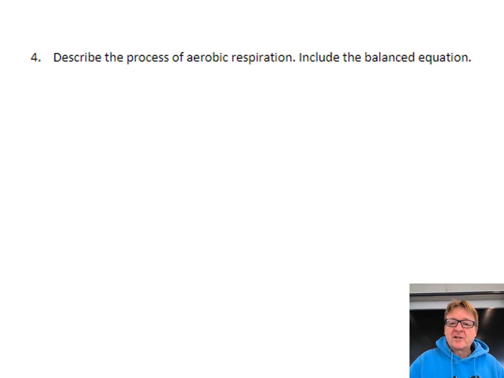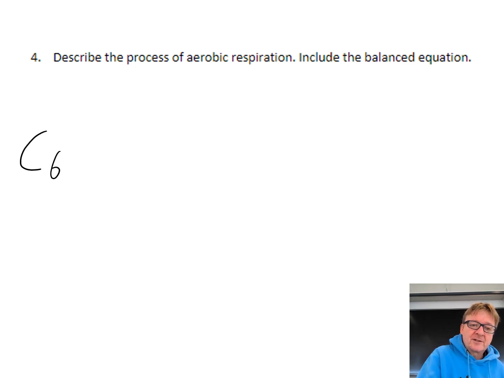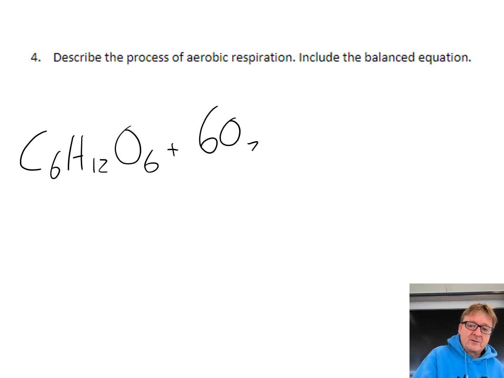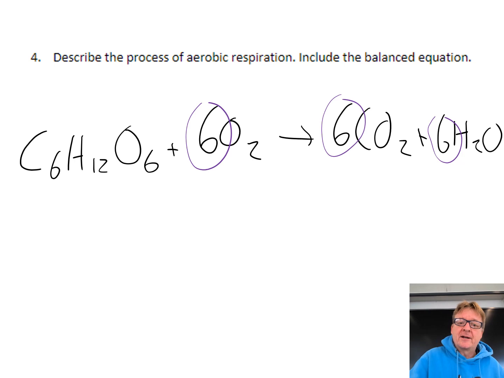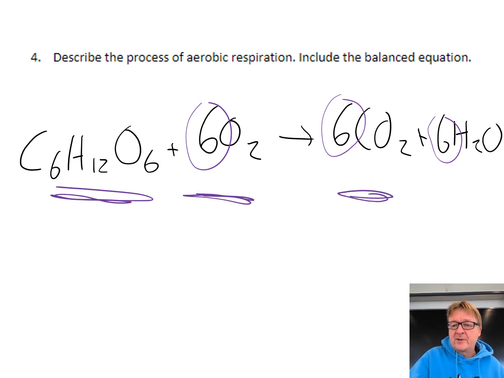Question number 4, describe the process of aerobic respiration, including the balanced equation. If you think about photosynthesis before, this is just backwards. So C6H12O6 plus 6O2 goes to 6CO2 plus 6H2O. Remember the balance part of it is 6, 6 and 6. This is what you are doing probably right now, which is glucose from your food, breathing in oxygen, and you're breathing out carbon dioxide and water, and what happens is you then release energy.